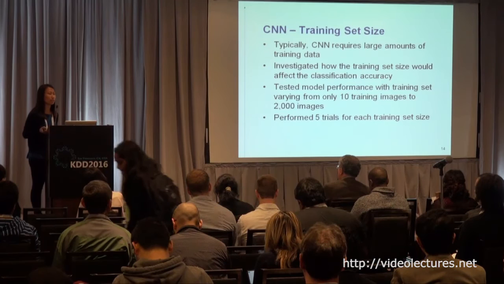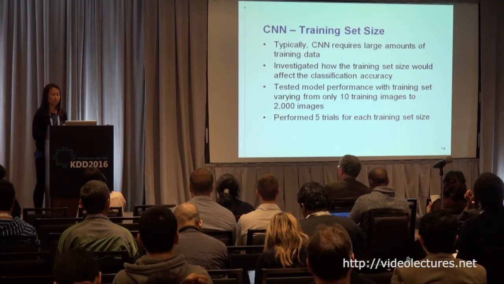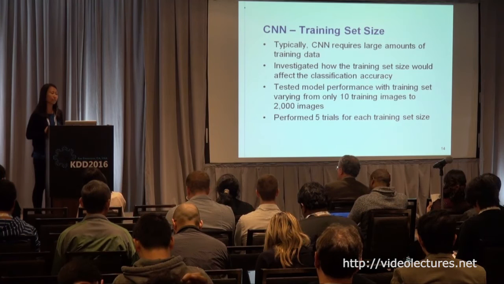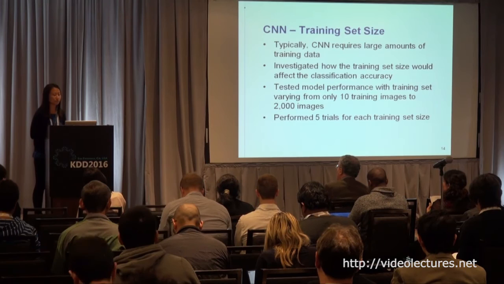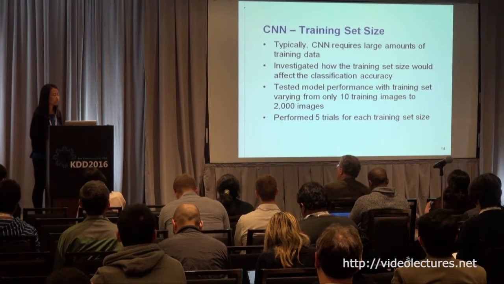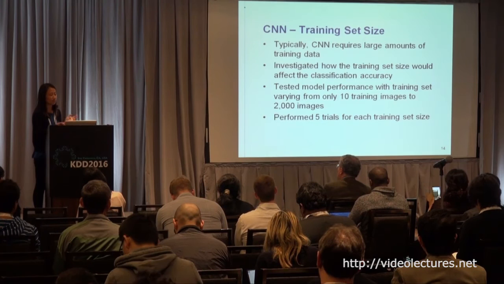So we conducted an experiment where we trained the model using, on the low end, just 10 training images, which for us, having 6 classes, meant less than 2 images per class, to, on the high end, 2,000 images, which is roughly 300 images per class. And we performed 5 trials for each training set size. For each training set, we also first pre-trained using ImageNet and then fed it the additional ship-specific training data that we had.